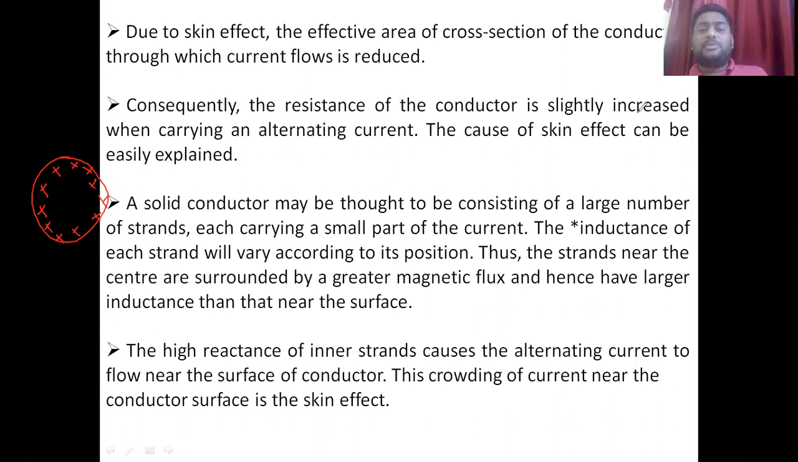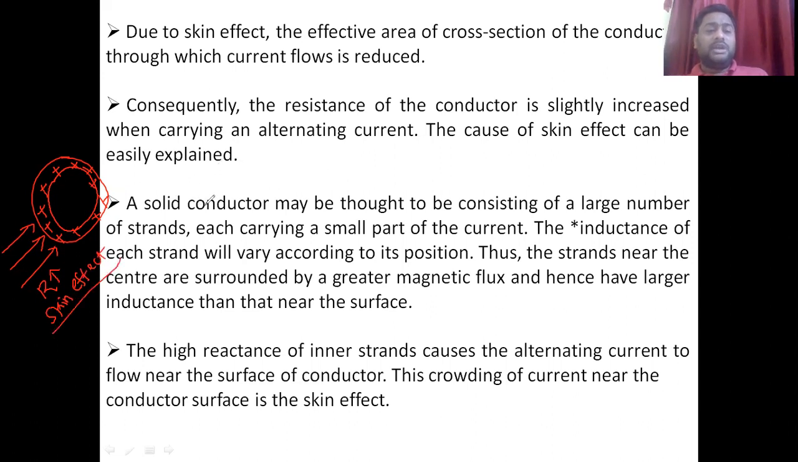Consequently, the resistance of the conductor is slightly increased when carrying an alternating current. The cause of the skin effect can be easily examined. Now the current flows only through the surface of the conductor, that's why the effective area is only the surface of the conductor. It means only a small part of the conductor carries current, so the resistance of the conductor increases due to the skin effect.